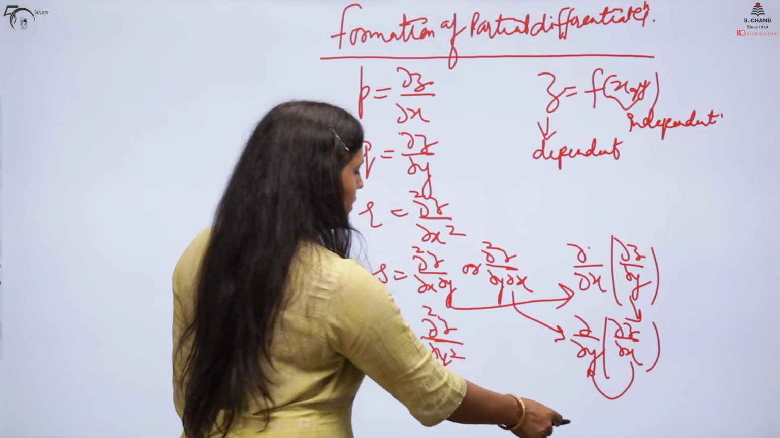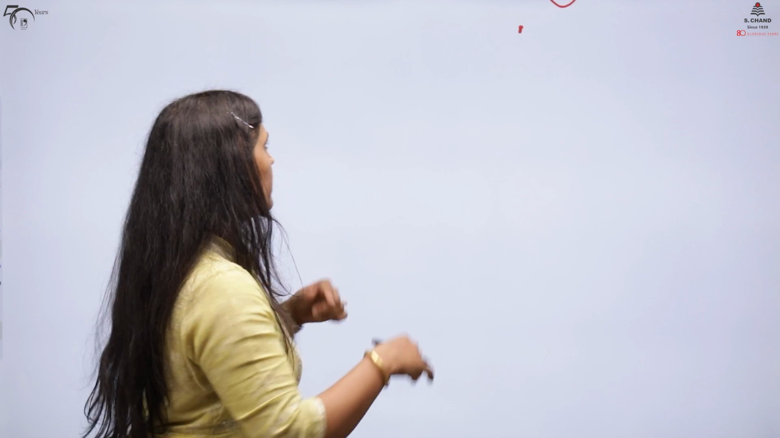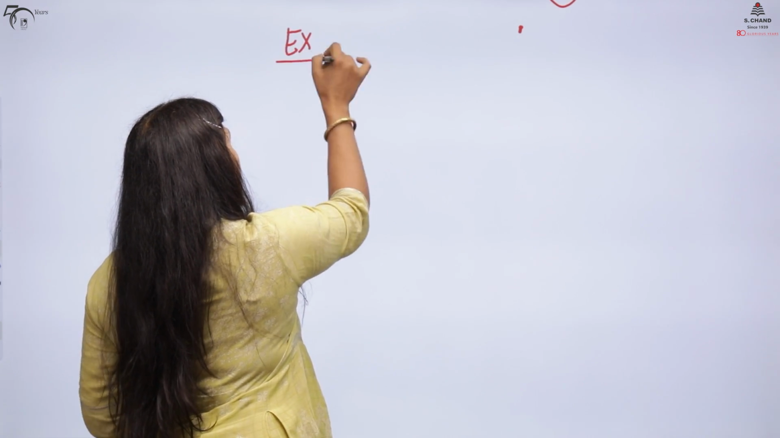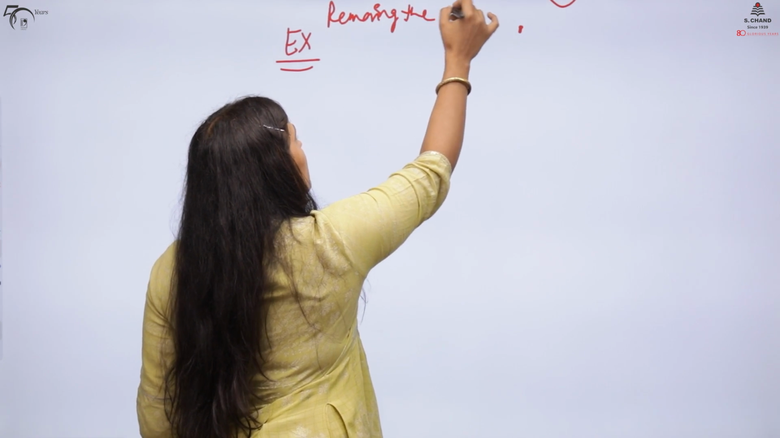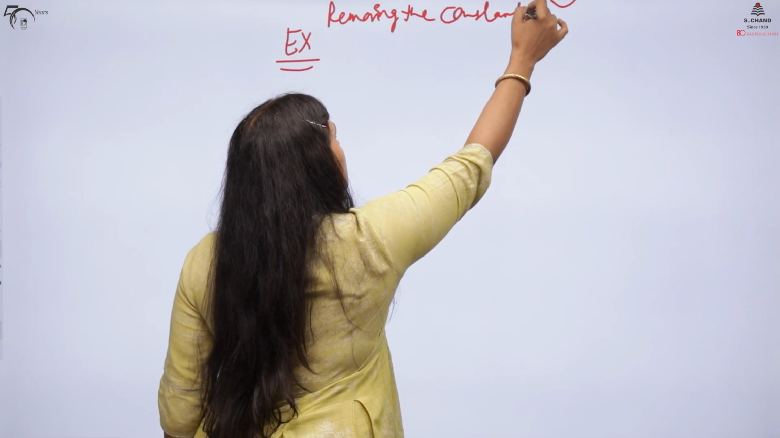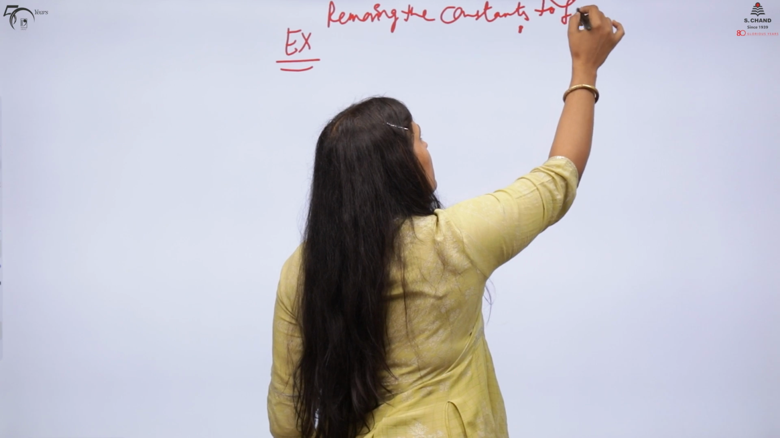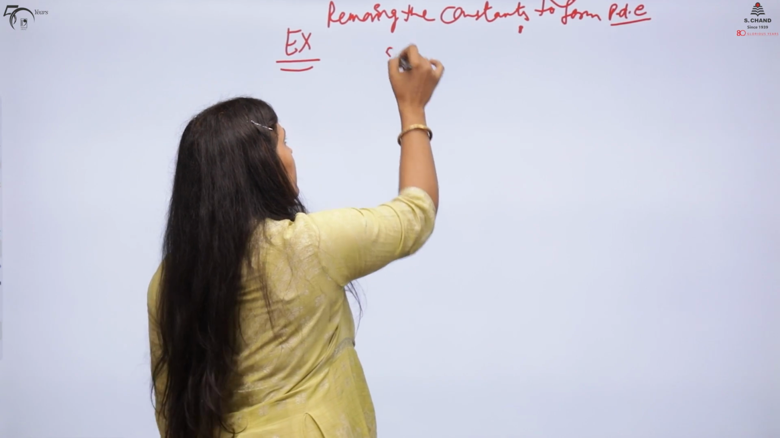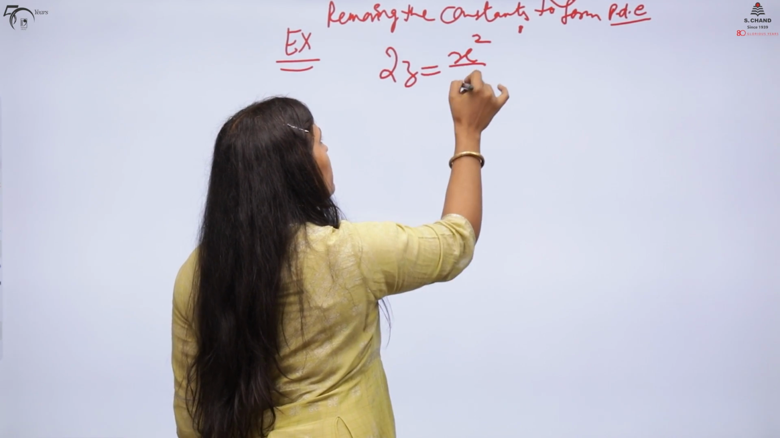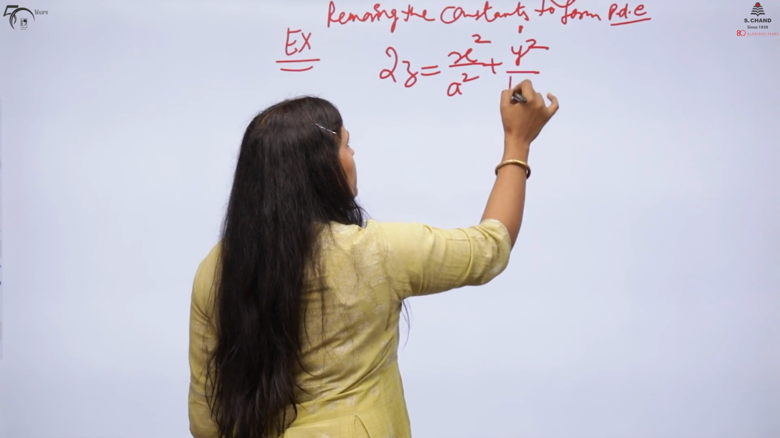Now, coming to the formation part. This lecture I have divided in three parts. In the first part I am taking the problems where you are given some constants and you will remove those constants. How you will remove them to get the partial differential equation? So, I call this part removing the constants to form partial differential equation. The first question I am taking is 2z equal to x square upon a square plus y square upon b square.